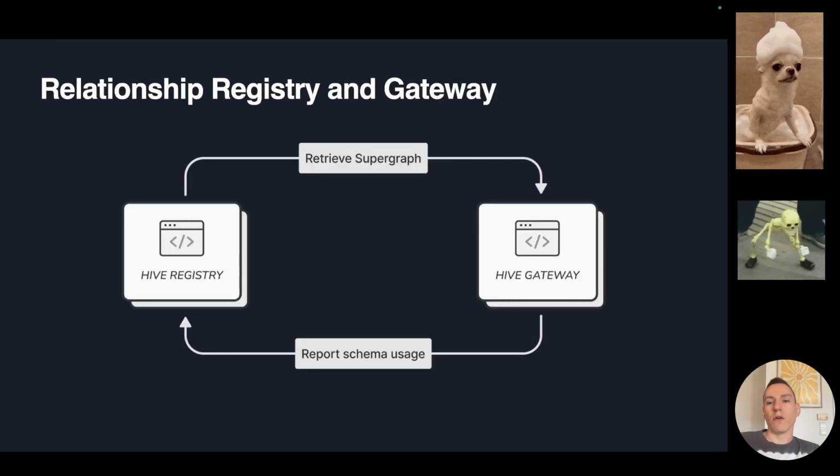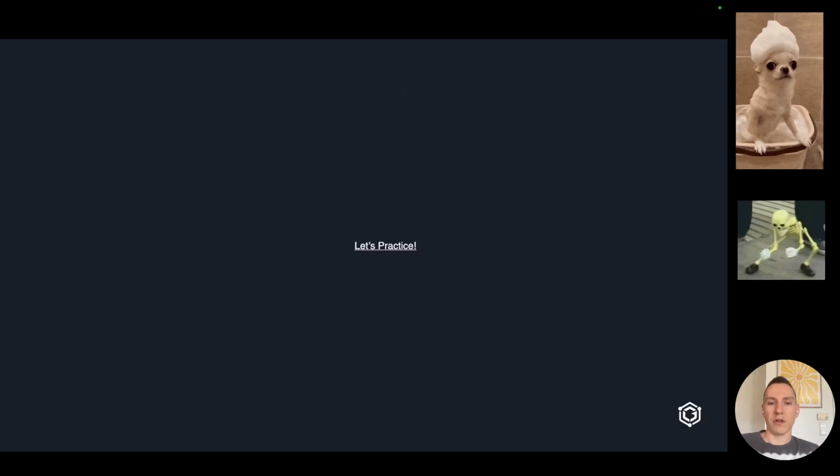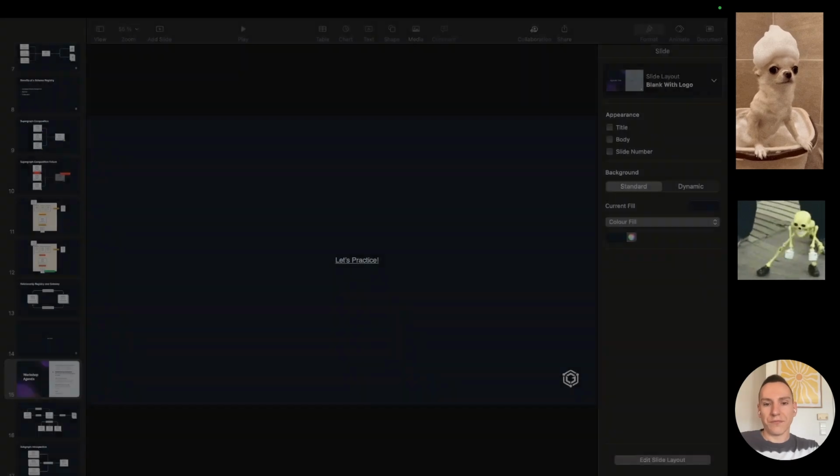Okay, so the thing that we will set up now is we're gonna set up the GraphQL gateway, which is running Hive. We're gonna retrieve the supergraph from the schema registry. And furthermore, in the next step, we will also configure the Hive gateway to report the schema usage to the Hive schema registry. So let's do that.